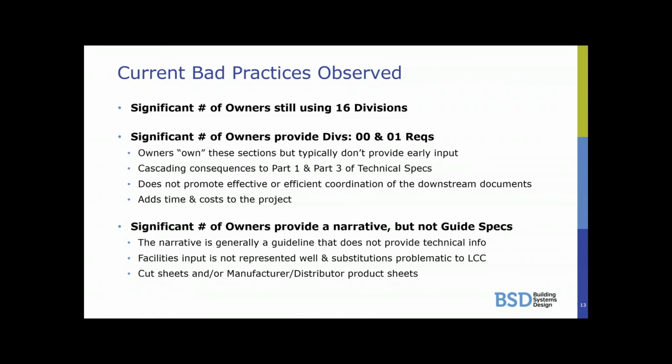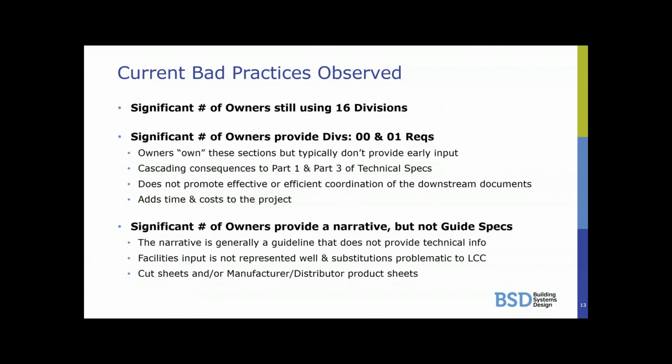And when Janet and I were talking about putting this together, I knew what Division 0 and Division 1 documents were. I didn't understand necessarily how they had a cascading effect because I'm not a spec writer, but I do know about the cost of what happens when people have to add to the time. So I asked her to explain it to me, and I loved her explanation. And Janet, would you mind reiterating that conversation that we had about how it has a cascading effect in Part 1 and 3 of the technical specs?